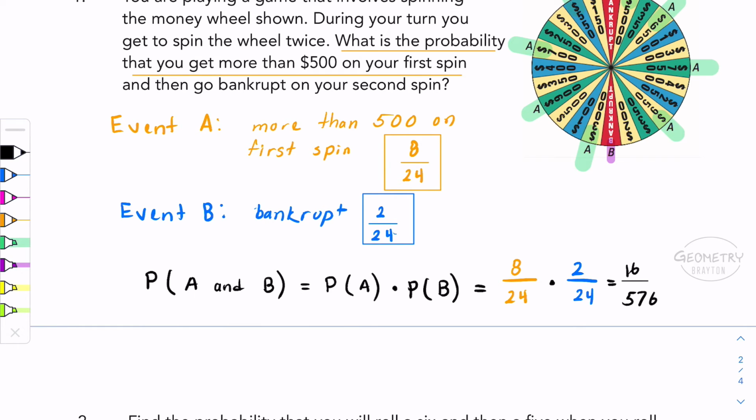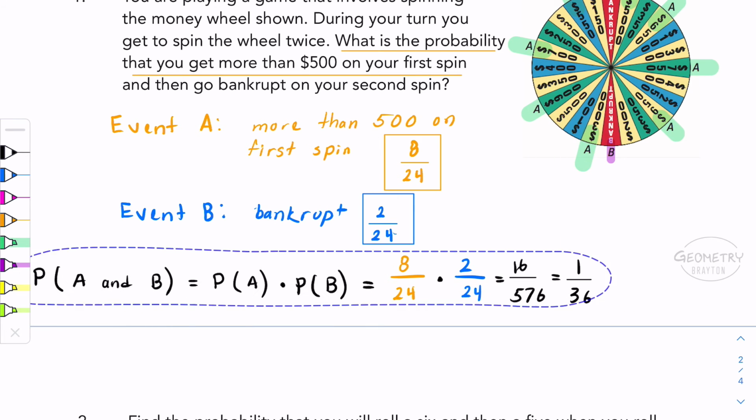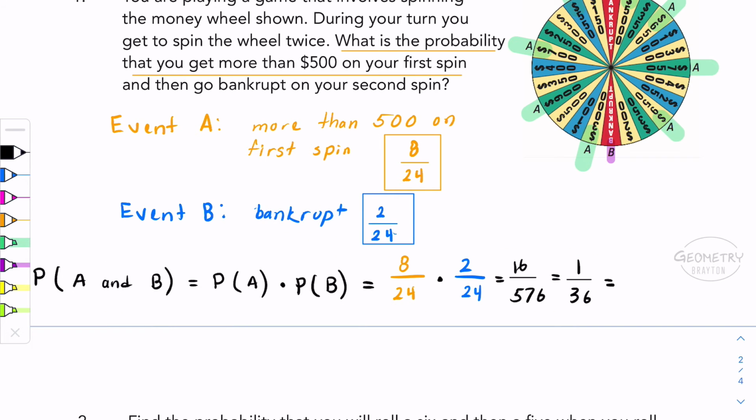As a fraction, this simplifies. 16 goes into itself once, and it goes into 576 36 times. If we divide this out, we end up with approximately 0.028, which would be a 2.8% chance that this could happen. Approximately a 2.8% chance that this could happen.